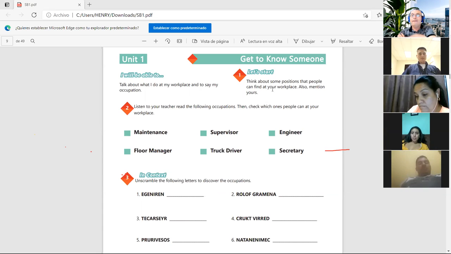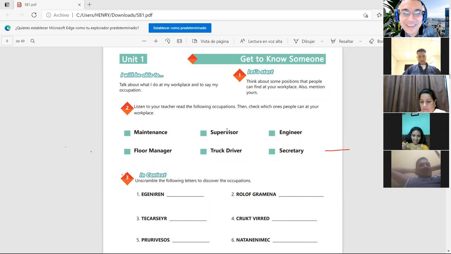I have a question. We're going, yes. The number 6. Okay. Who is, o como, ¿qué significa Natanenimex? Context. Okay, all right, very good. Ahorita lo vamos a ver. All right. We are going to see it right here, right? We're going to see it, all right?